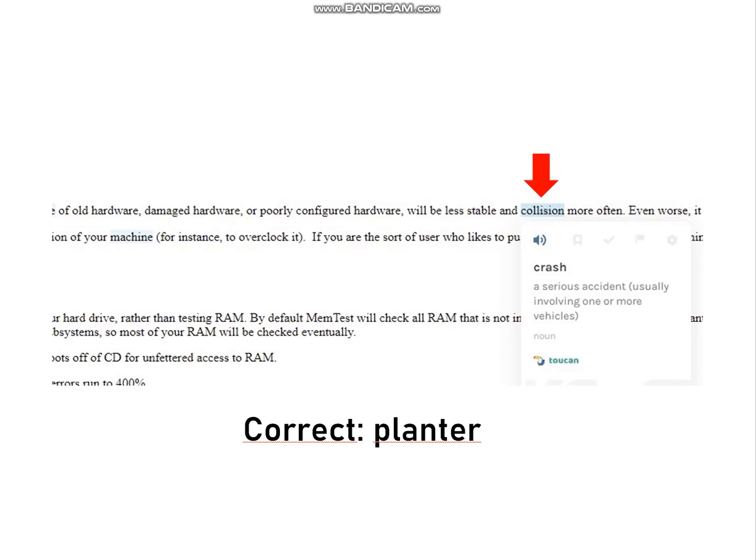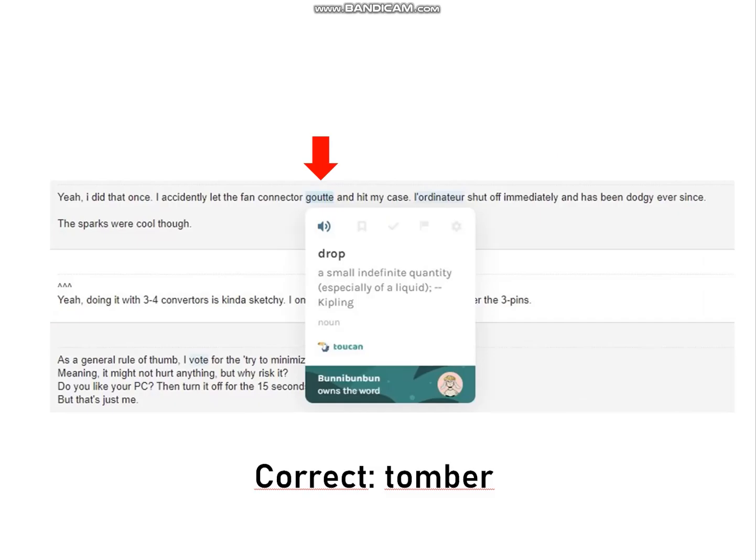Here, the original said it will be less stable and crash more often, as in a software being less stable and crashing more. But here, it's considering crash as in a car crash, a collision between two cars, when it should be planté, which means when a software crashes.